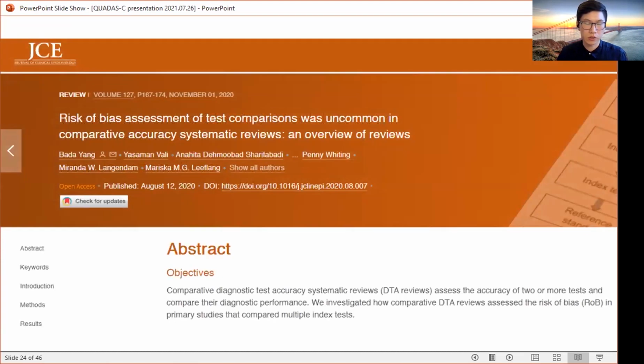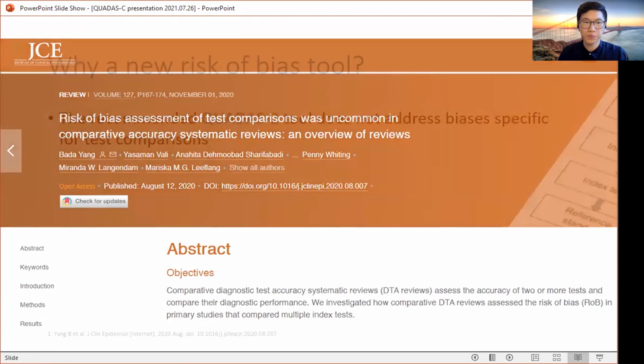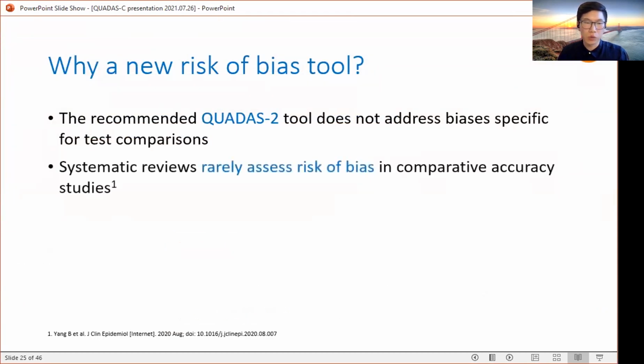We did a literature review looking at 238 systematic reviews that address test comparisons. In each one of those 238, we looked at how they actually perform risk of bias assessment for the test comparison. We found that of all these, only 2 of them assessed risk of bias for the test comparison in comparative accuracy studies.